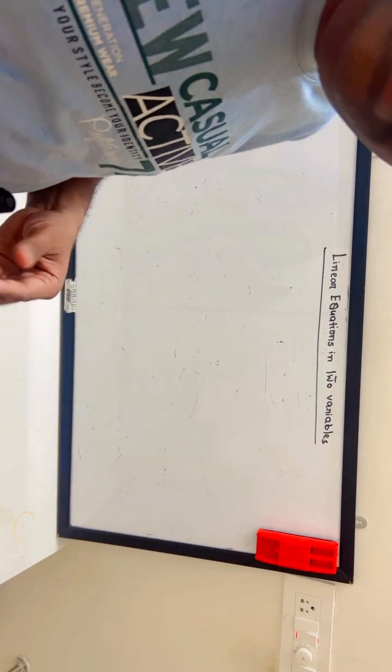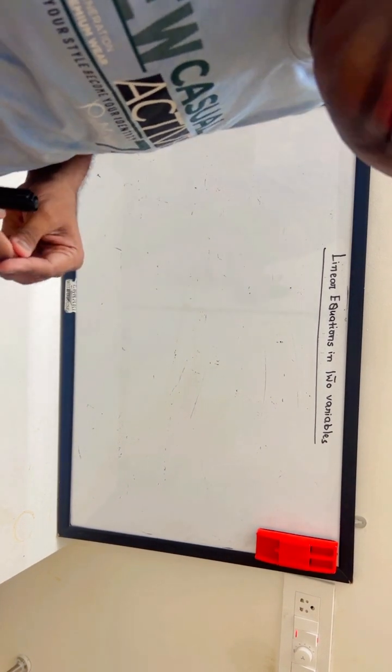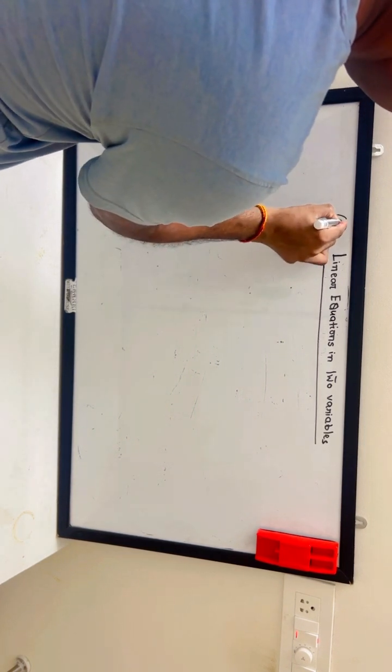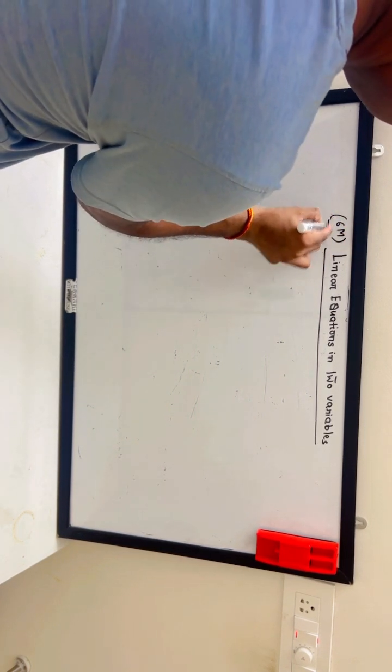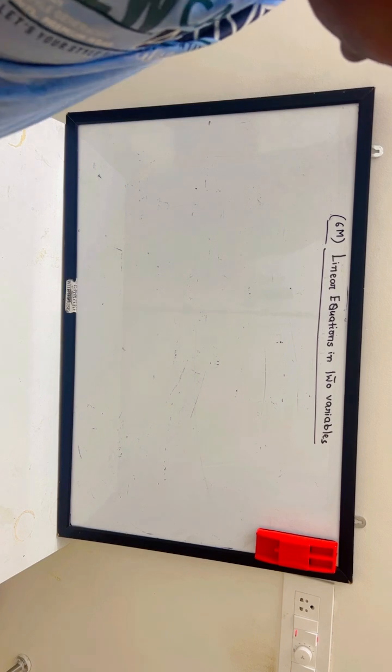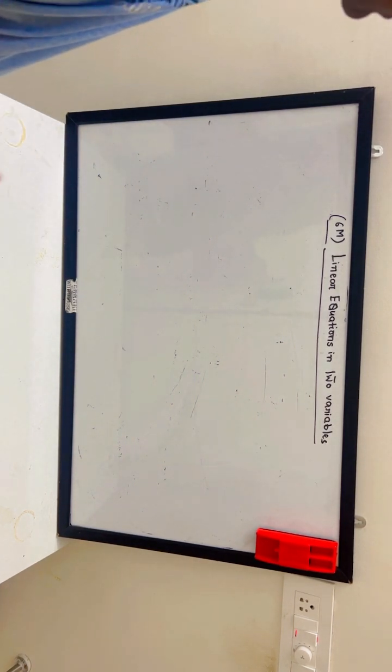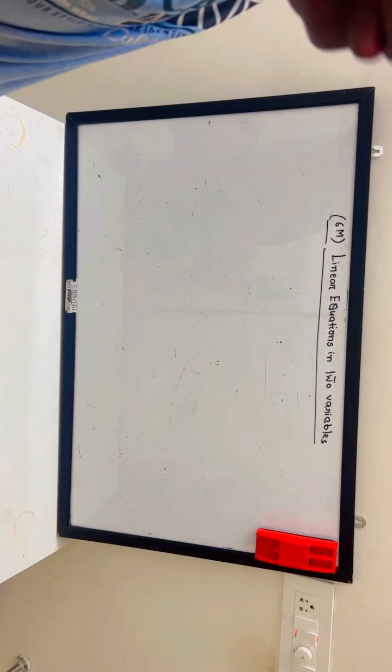Let us start with the next chapter, that is linear equations in two variables. You will be getting around 6 marks as per the syllabus. 6 marks will be allotted for this particular topic in mathematics, and it's very easy to score 6 marks, just like what we have seen in the previous topic of coordinate geometry.